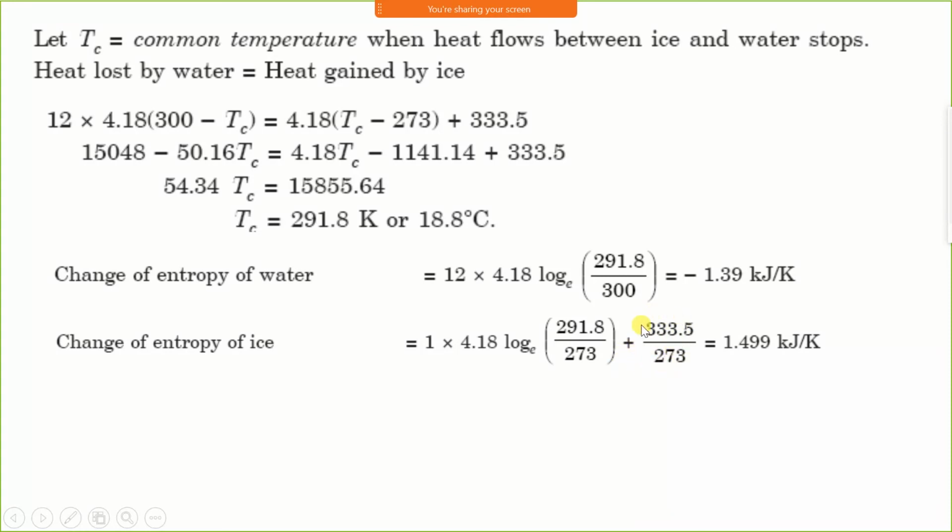entropy of fusion, means the entropy gained by the ice when ice converts into liquid, and entropy is equal to Q upon T, or we can say enthalpy upon T. Entropy is hfg, where hfg is latent heat, upon temperature at which fusion takes place. The latent heat is 333.5 upon temperature, which is equal to 1.499 kilojoule per Kelvin.